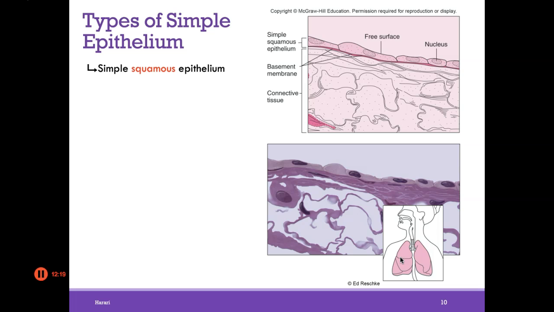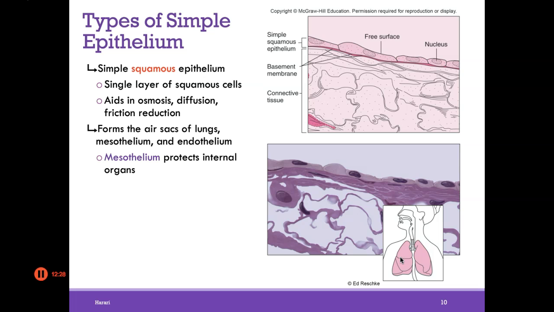So the simplest type of simple epithelium is simple squamous epithelium. It's a single layer of squamous cells. So these are really important in osmosis, diffusion, but also for friction reduction. And we'll talk about that more when we talk about membranes. Simple squamous epithelium forms the air sacs of lungs. It forms the mesothelium. The mesothelium protects our internal organs. And our endothelium lines the insides of our blood vessels.